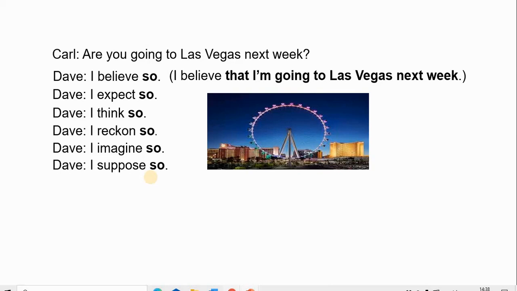And this one is different. I hope so. So obviously this one suggests that Dave is motivated. He really wants to go to Las Vegas. He hopes that he will go to Las Vegas next week. So there is a suggestion of wanting to go. And this one is very different.